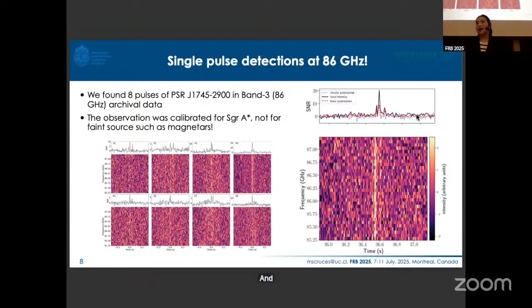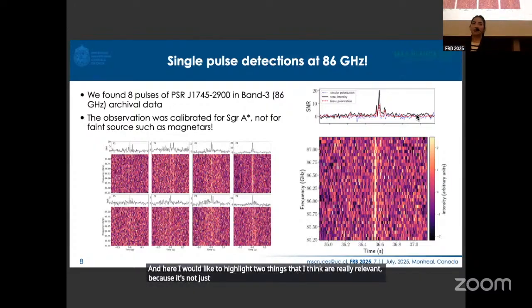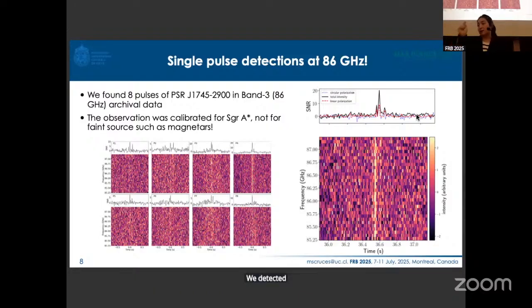And here I would like to highlight 2 things that I think are really relevant, because it's not just a detection of the Galactic Center magnetar, but what it means. We detected single pulses, single rotations of this source at 86 gigahertz, so high frequencies.